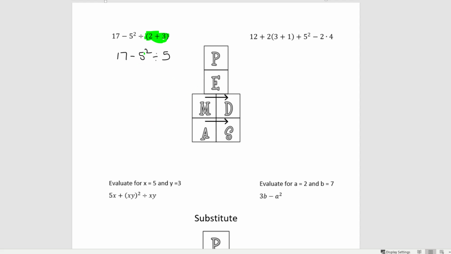Next, I'm going to look for exponents, and I have one right here. This is 5 raised to the second power. I need to perform that. The 17 comes down, the minus comes down. I'm going to do 5 squared, which gives me 25. That's the exponent step. Now we've got to figure out the next thing we have to do. It's the multiply and divide step. There's a division symbol here, so I want to perform this next. The 17 and the subtraction, I'm going to hold off on that. 25 divided by 5 is 5. There's only one operation left. It's a subtraction, and I get a final answer of 12.